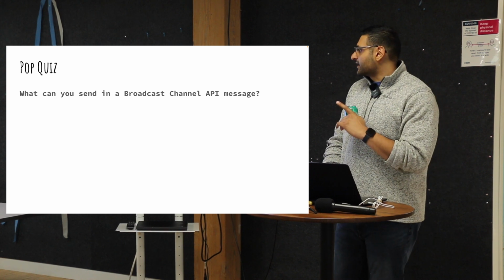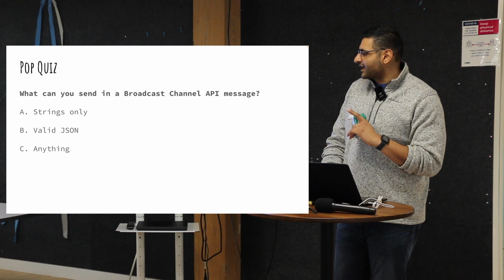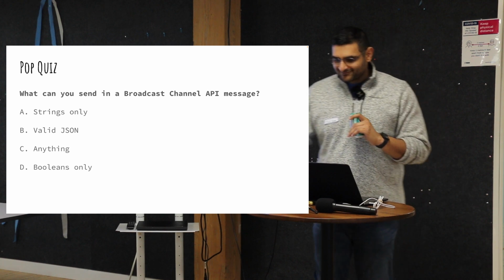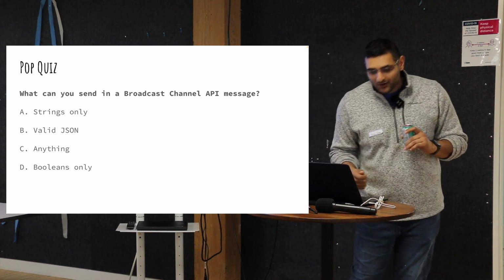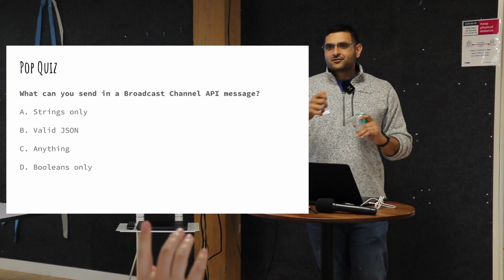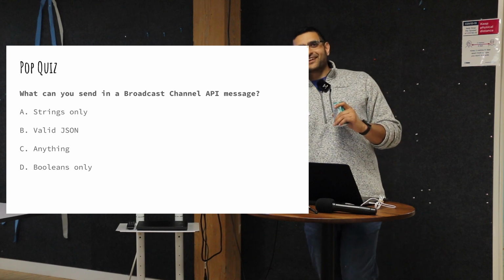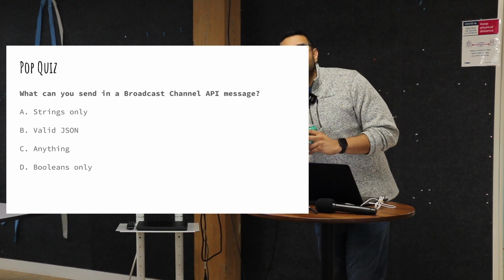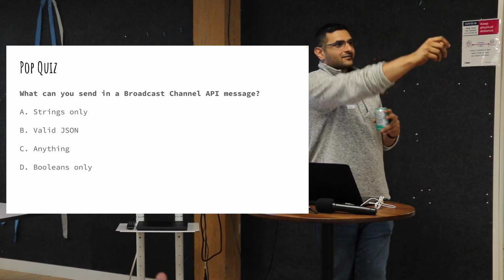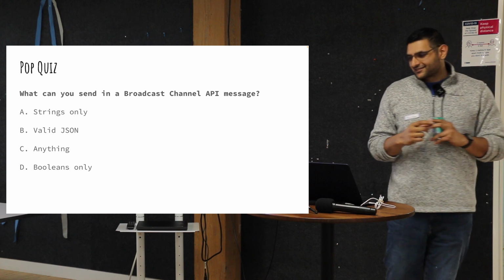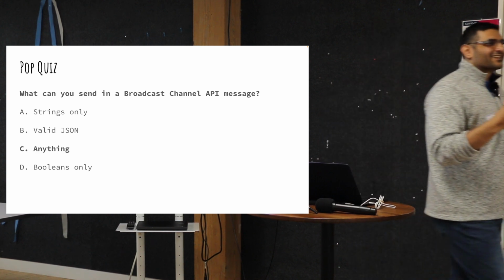So what can you send in a broadcast channel API message? Strings, valid JSON, anything, or Booleans. D? Nope, it's not D. Well, someone who's not yet gone yet. All right, way in the back. This is going to be my challenge for my candy throwing. B? No, it's not B. C? Yes, it is anything. Anything, you can send functions, you can send whatever you want.